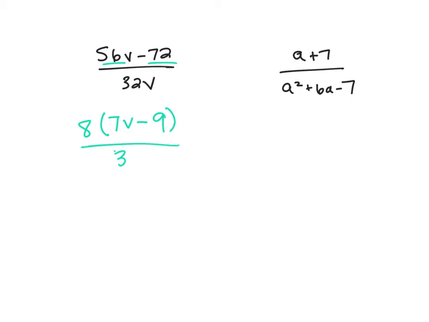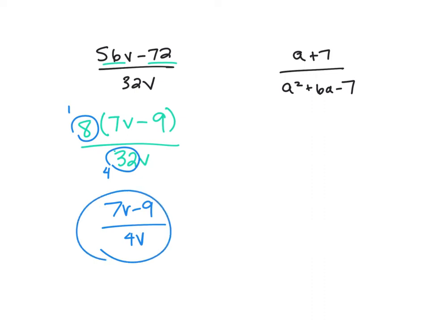And then over 32v. Now that it's factored, we have this 8 out front and this 32. Those can reduce. So again, you have to factor first, then you can go about reducing. 8 goes into 32 4 times, so that will reduce. We can divide each by 8. So 8 divided by 8 is 1. 32 divided by 8 is 4. So this one in fully reduced form would be 7v minus 9 over 4v. Again, we cannot cancel those v's out due to the fact that there's that minus 9 up top. And that v is connected in the phrase to that minus 9. So those cannot cancel.